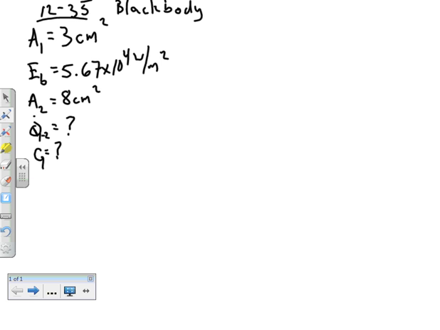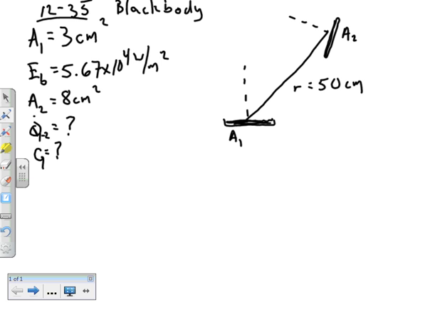So we have the diagram, we have some surface A1, and we have another surface oriented like such. This is A2. And we're given the angle. So this is the normal from this one, and this is the normal from this surface. We have the distance between the two. That's a little r, and that's equal to 50 centimeters. And then we're given this angle here. This is 40 degrees. And this angle here is 55 degrees. Okay.